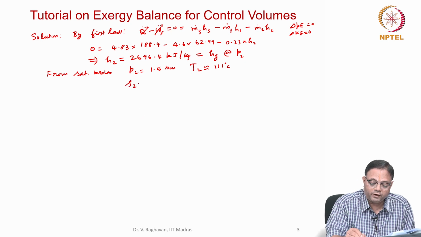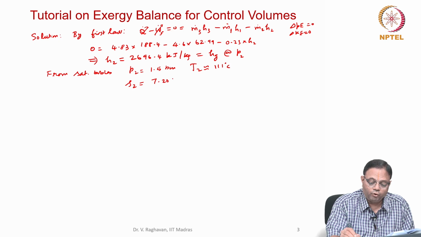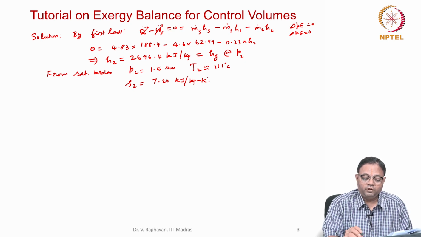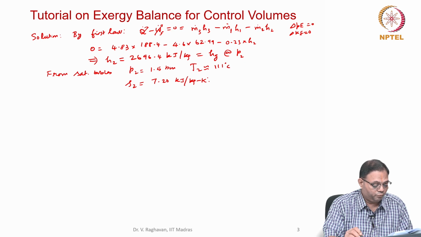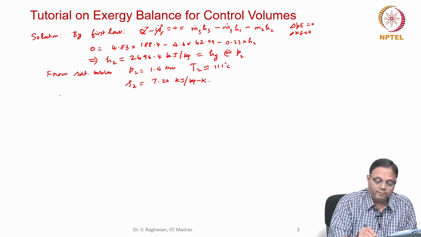So again you can interpolate and get the S2 as 7.20 kilojoule per kg Kelvin. Sorry, S2. Okay, so now you have got the values. Now apply the entropy balance.